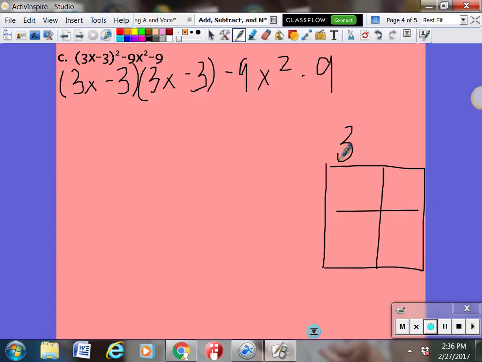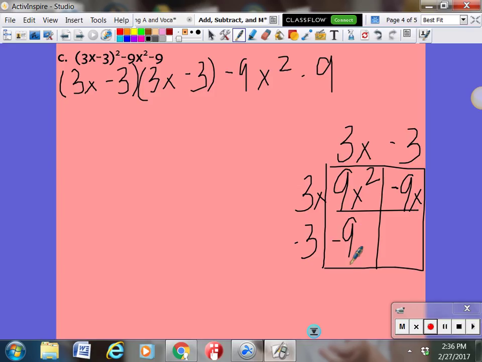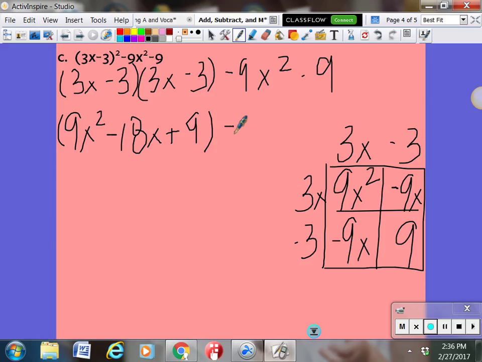So I'm going to multiply 3x minus 3, 3x minus 3. 3x times 3x is going to be 9x squared. 3x times negative 3 is negative 9x. Negative 3 times 3x is negative 9x. And negative 3 times negative 3 is 9. So I have 9x squared. I add my like terms together of negative 9 and negative 9 to make negative 18x plus 9 minus 9x squared minus 9.